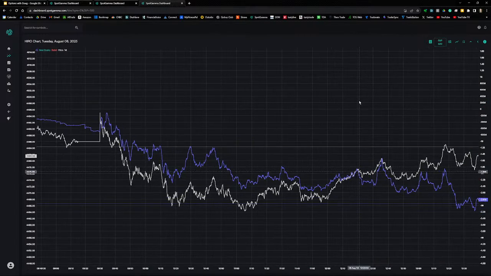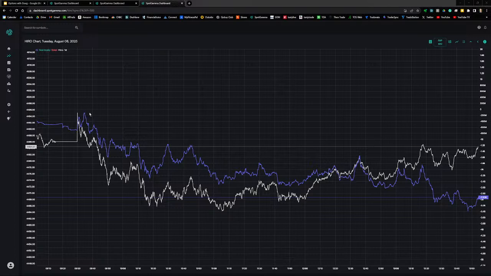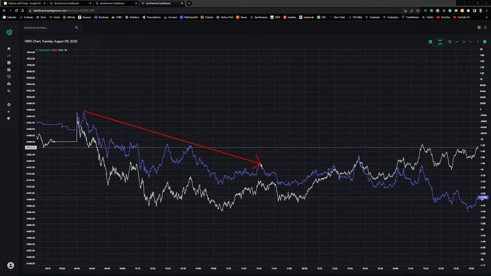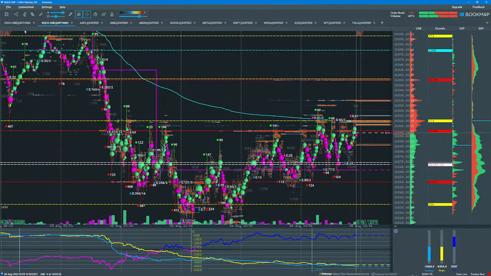I'm going to zoom in. So note the Hero signal was trending down this morning, really making lower highs up until about somewhere between 11 and 11:30. So let's go take a look at Bookmap now. And of course the setup for this morning was to go short.